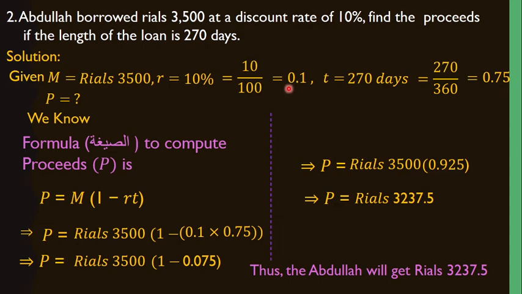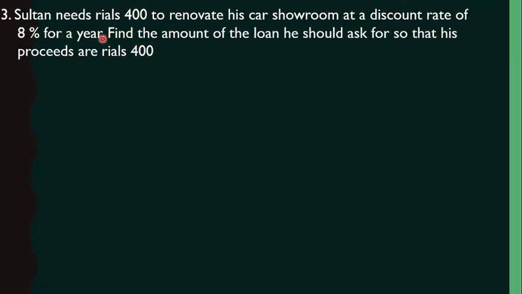Now last example problem. Sultan needs riyals 400 to renovate his car showroom at a discount rate of 8% for a year. Find the amount of the loan he should ask for so that his proceeds are riyals 400. So how much loan should he ask? Okay, that is our question.